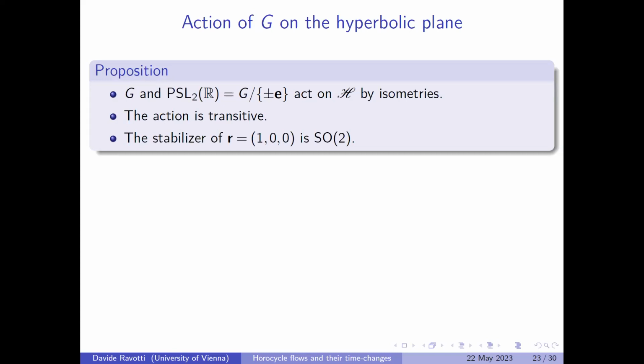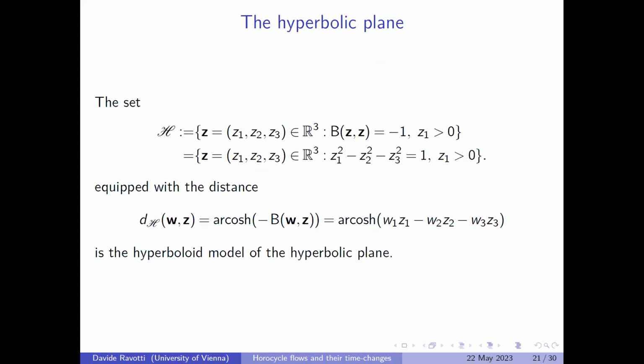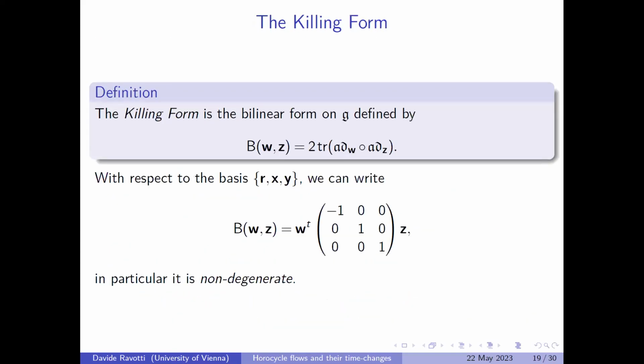Sometimes, for example, Killing forms are positive definite. So in your situation, the signature is minus 2, 1. If it is positive definite, then it plays the role of a Riemannian structure or something like that. Yes, I will say something about this later, in the sense that it's related to the hyperbolic Laplacian, and I will say it next time.